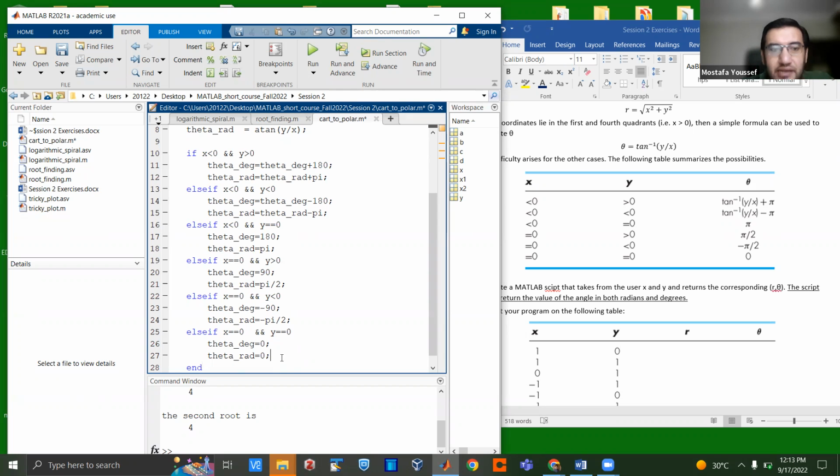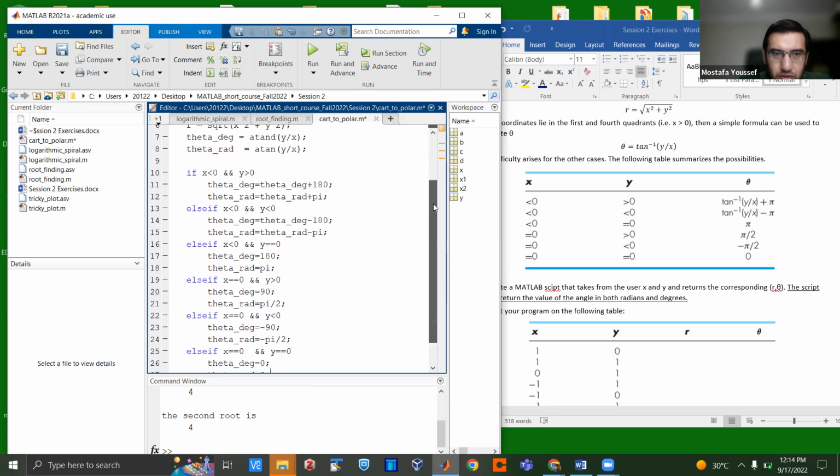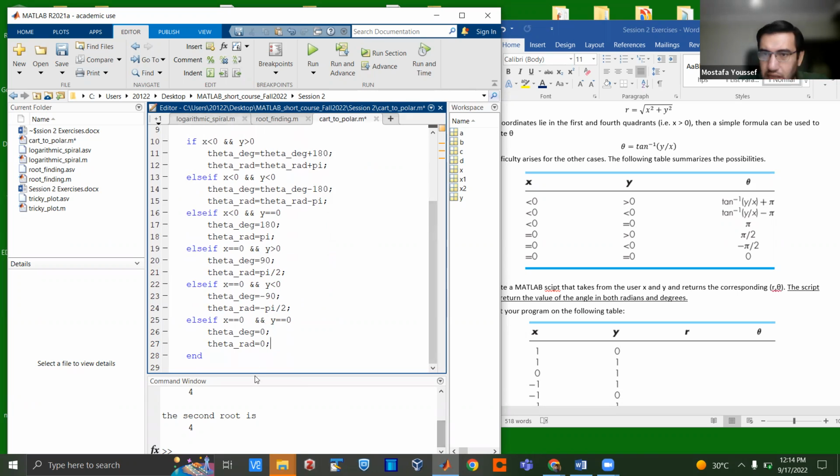So basically, if it is really none of these cases, then your calculation on the top here, that theta degree is a tan y over x and theta rad is a tan y over x, is correct. And you do not need to modify it. Basically, you don't need to do anything, right? So only the if statements if x is not greater than 0 and y not greater than 0, okay? So after this, I think that's it.